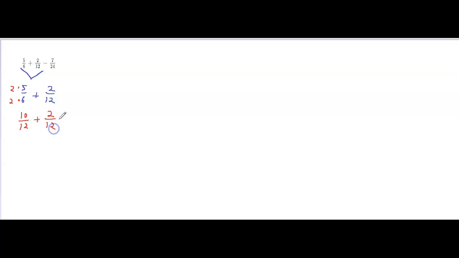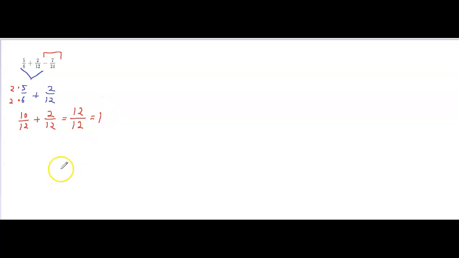2/12. When we add fractions, we keep the denominator the same and we just add across the numerator. So 10 plus 2 is 10, 11, 12, which gives us 12 over 12. Now this is the same thing as 1, so I could use either as I add the last part, which is the minus 7 over 24.